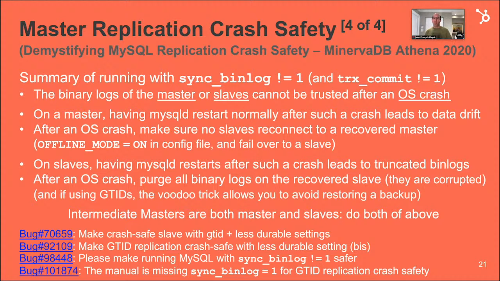So here are bugs related to this subject. Like GTID should be crash safe with less durable settings. Make running MySQL with sync_binlog not equal to 1 safer. And the missing comment in the documentation. So now we've covered the simple solution of MySQL replication crash safety in 5.6, GTIDs, and we've covered the master. Now we're left with parallel replication.